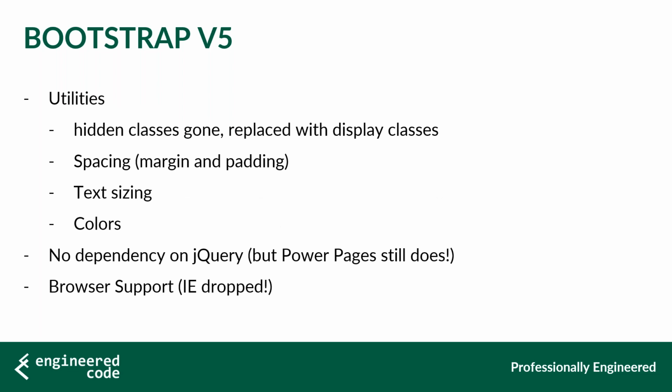Some other things: the utilities. These are beyond the grid classes that we use. If you're using the hidden classes, those are gone. They're replaced with display classes, so you can now say display medium visible, display medium hidden, different things like that. So hidden classes are gone.